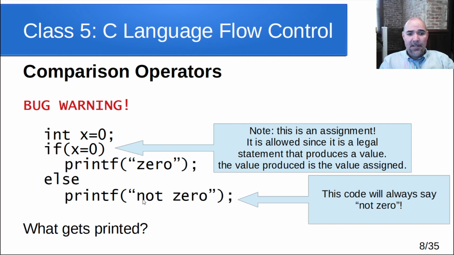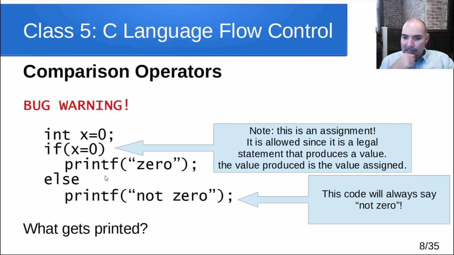So what gets printed? Not 0 every time. In fact, no matter what we put in for x here, it's going to print not 0. And no matter what we put in for x, it's going to overwrite that with a 0 by the time we're done with this. So again, that's a bug warning. That's a common mistake. The compiler will let that happen because, hey, that's a valid statement that you're compiling into this inside of the if statement. And so just be cautious about any time you see that single equal sign in a flow control statement like that.